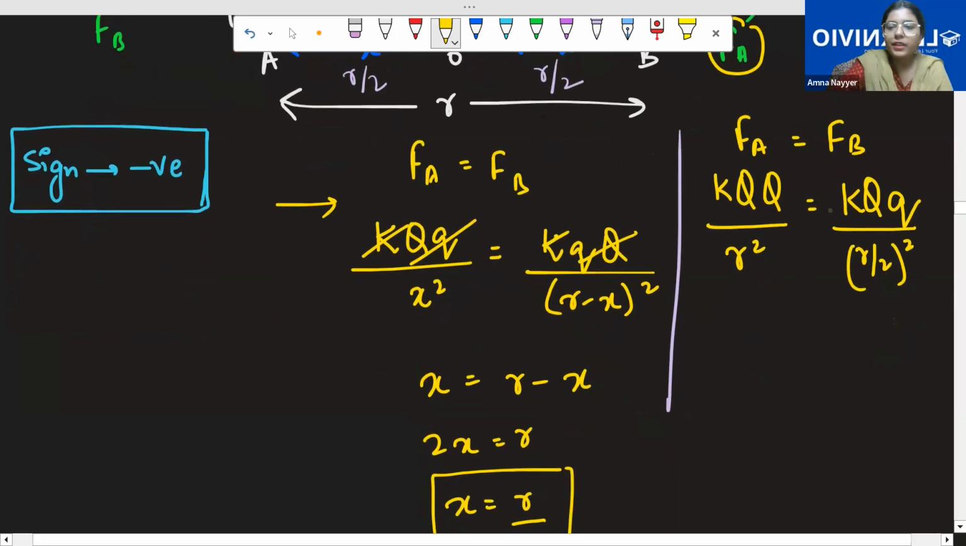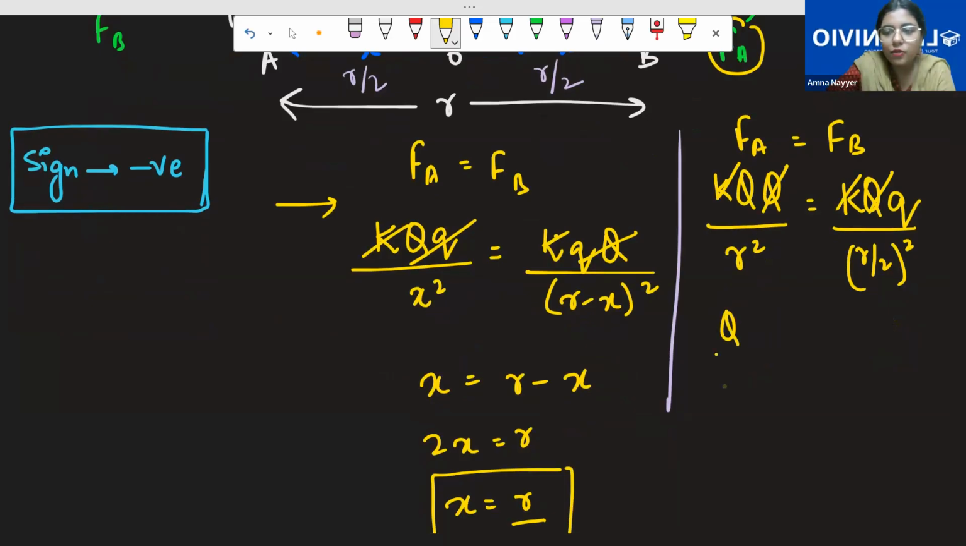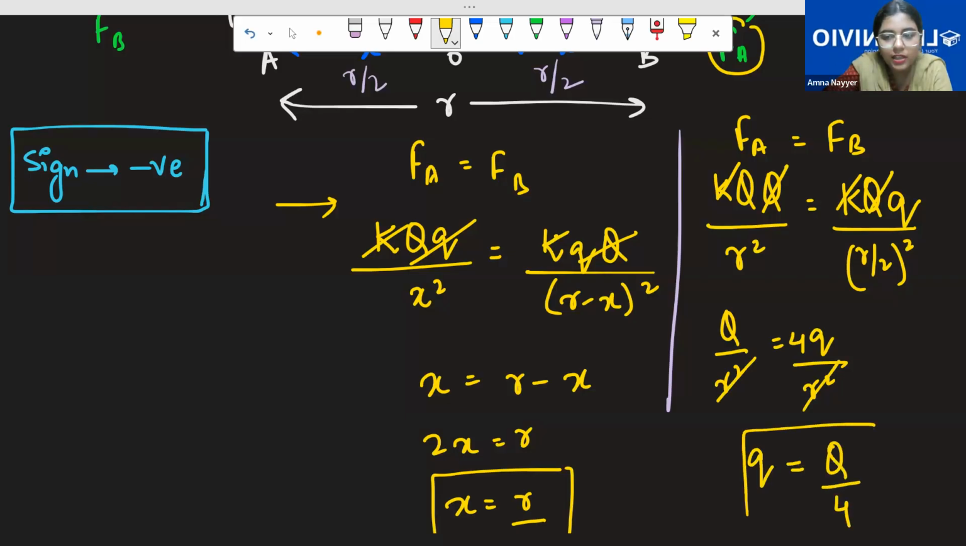Perfect. Now see, here capital Q will be cancelled. K will be cancelled. We'll be left with Q by R square is equal to small q by R square over 4, and this 4 will go up. R square gets cancelled. What do we have to find? We have to find the magnitude of the small q. Magnitude is Q by 4. So what is my complete answer?